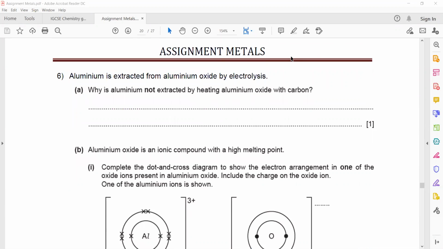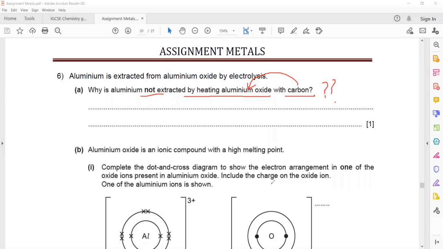Question 6, aluminium is extracted from aluminium oxide by electrolysis. Why is aluminium oxide not heated with carbon? What's the reason? Or why aluminium is not extracted by heating with carbon? Not about stable to heat, actually, and you're not directly heating because aluminium is more reactive.